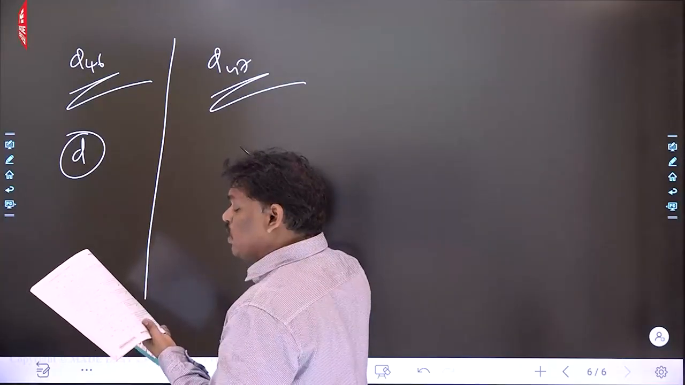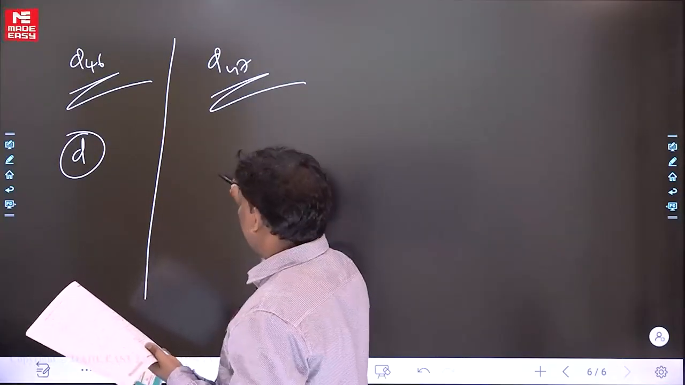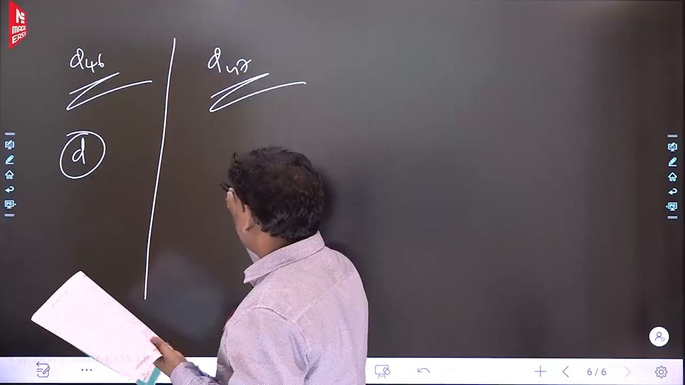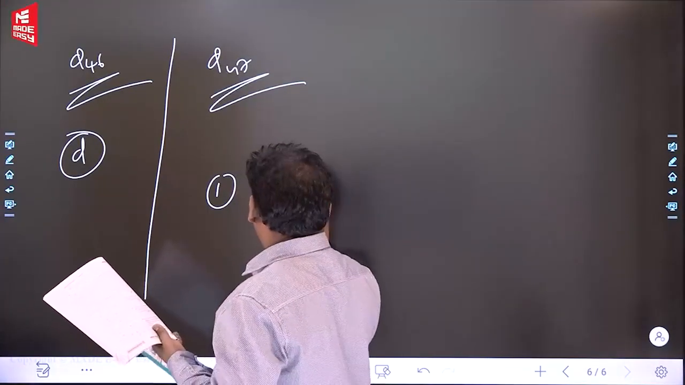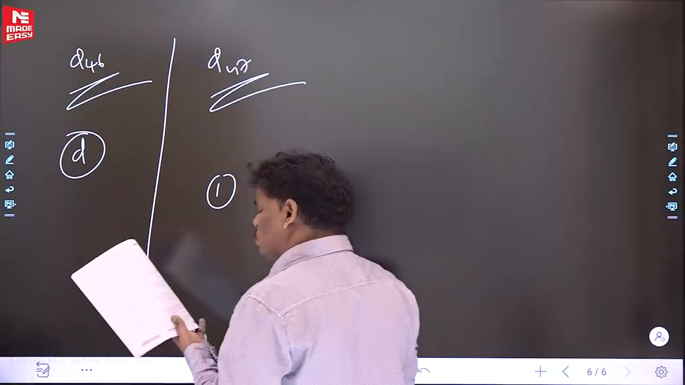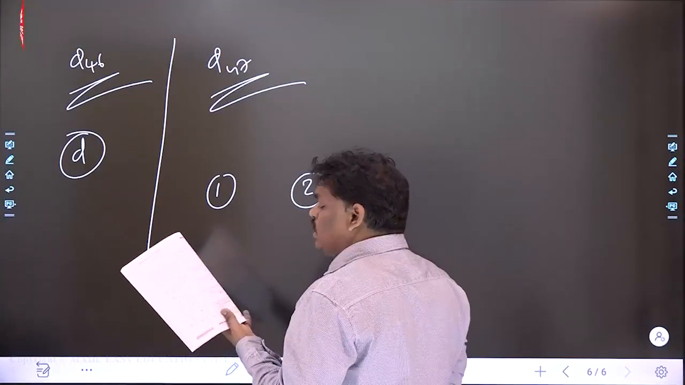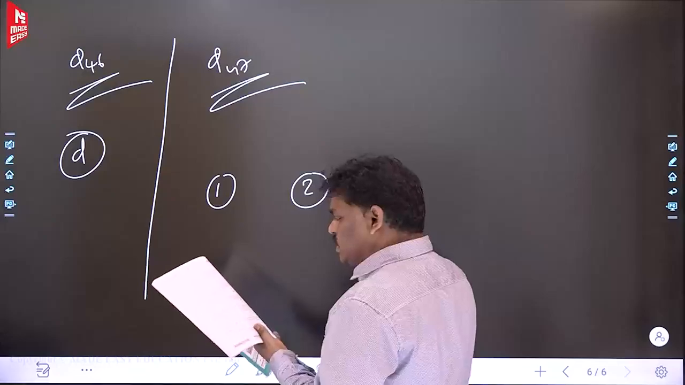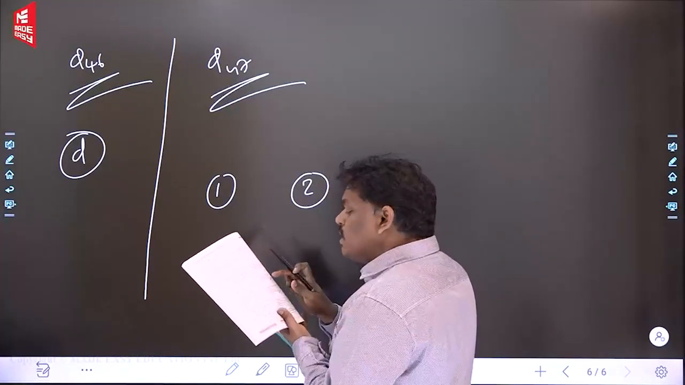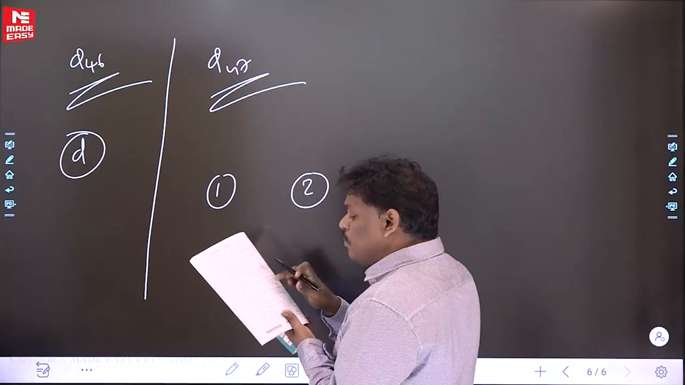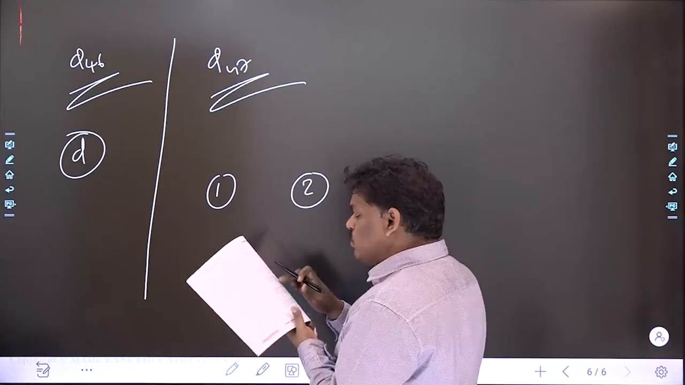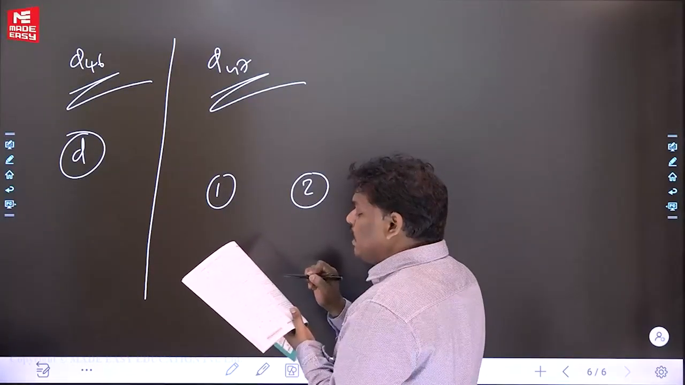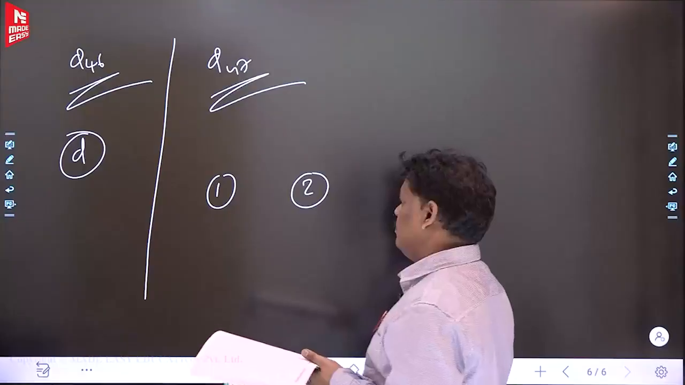Now see what question number 47 is saying. To go from vertex 1 to vertex 2, you want the minimum cost. What is the minimum possible weight of a path P from vertex 1 to vertex 2 in this graph such that P contains at most 3 edges.